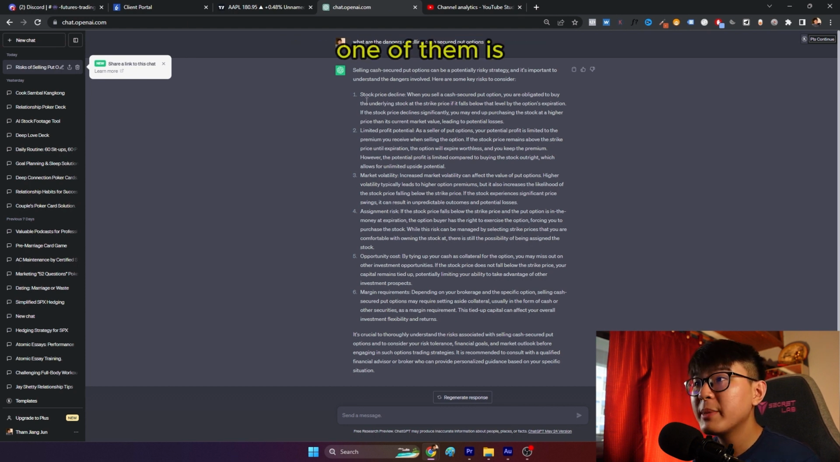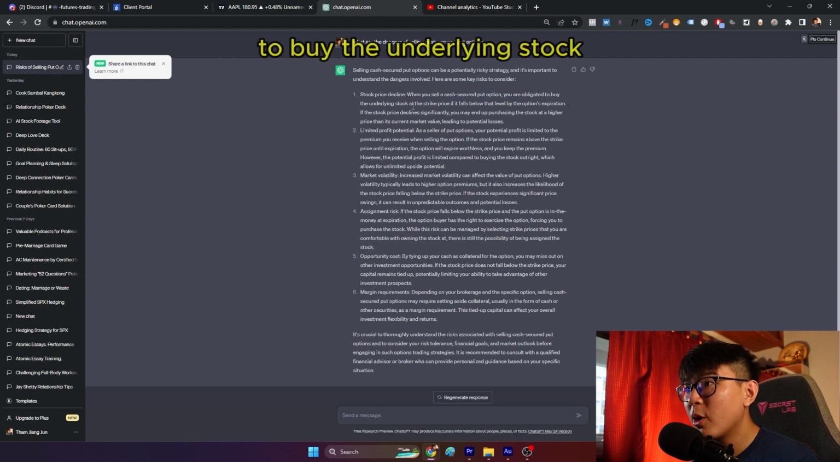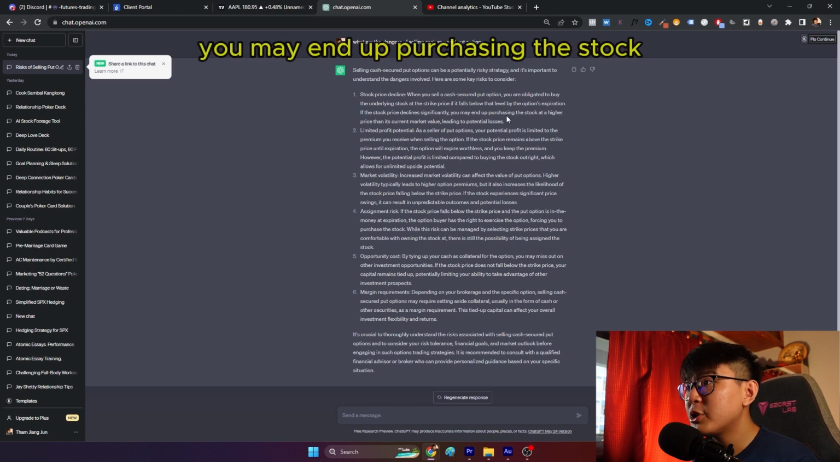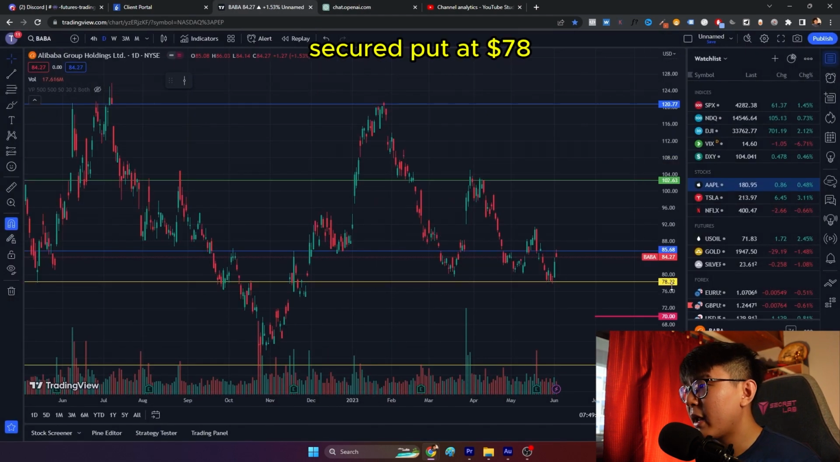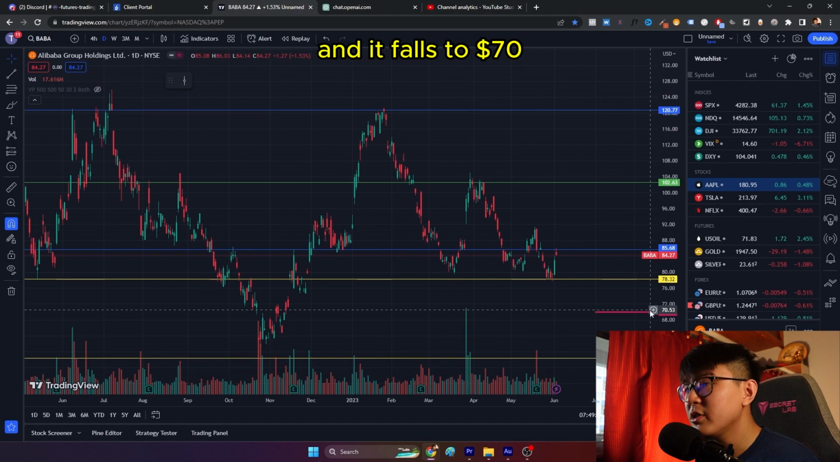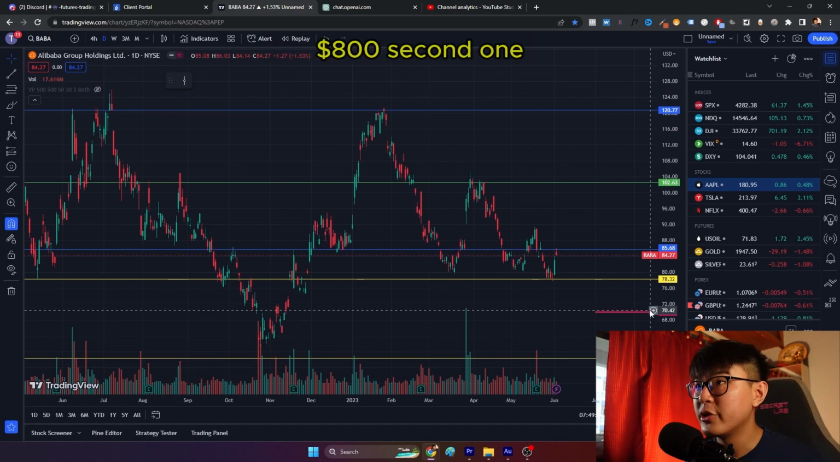One of them is stock price decline. When you sell a cash secured put option, you're obligated to buy the underlying stock at the strike price if it falls below that level by the option's expiration. If the stock price declines significantly, you may end up purchasing the stock at a higher price than its current market value, leading to potential losses. If you sold a cash secured put at $78 and it falls to $70, you would have lost about $800.